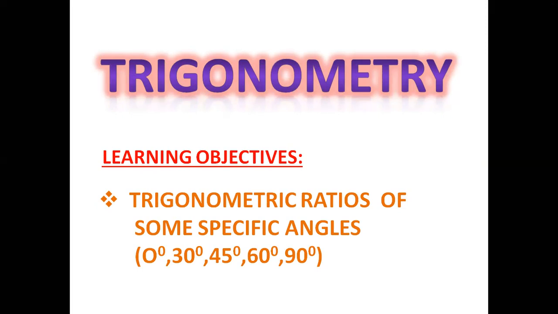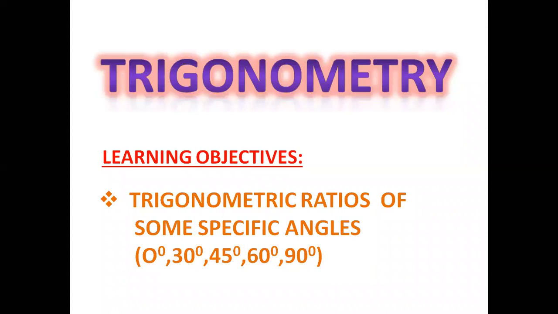Here, what are the trigonometric ratios? We have six trigonometric ratios. What are they? Sin A, cos A, tan A, cot A, secant A, and cosecant A. That is, sin A means sine of angle A. Cos A means cos of angle A. Tan A means tan of angle A. Like this.